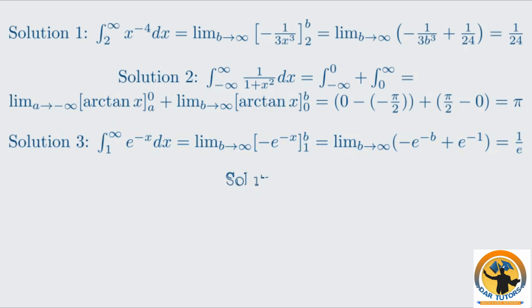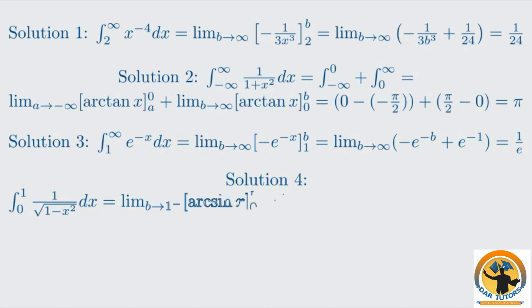For question 4, we have a singularity at x equals 1. The antiderivative of 1 over root 1 minus x squared is arcsin x. Evaluating the limits gives us pi over 2 minus 0, which is pi over 2.